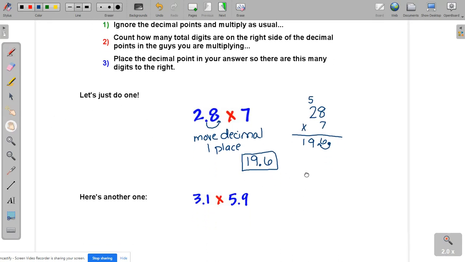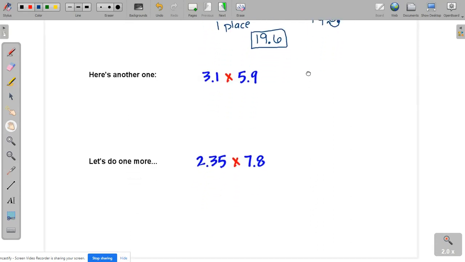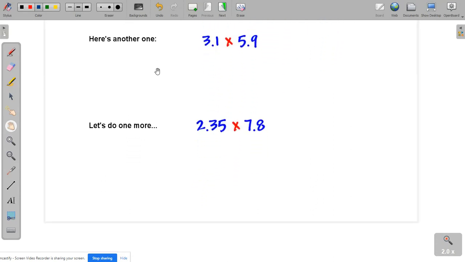Let's look at another example. We have 3.1 times 5.9. Ignore the decimals and just multiply. So 31 times 59. So we do 9 times 1 is 9. 9 times 3, 27. Now we go to our 5.